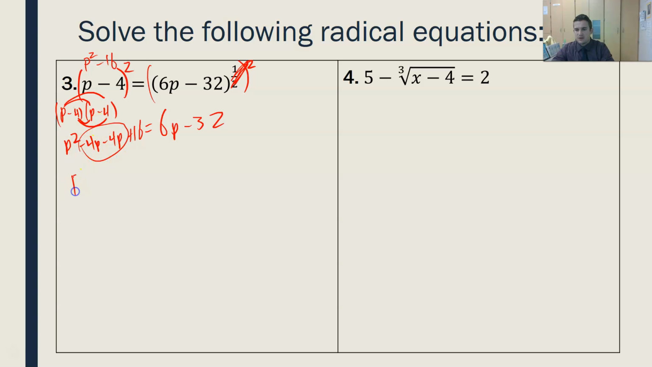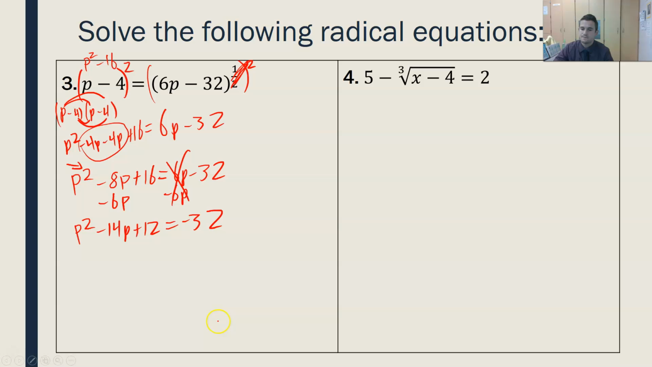Well, I can combine these together. I get p squared minus 8p plus 16 equals 6p minus 32. Notice I have a p squared here, so this is going to be a quadratic function. I'm going to need to solve this like a quadratic. So I'm going to go ahead and get everything on the same side. I'm going to subtract 6p on both sides. This goes away. That's p squared minus 14p plus 16 equals negative 32. I'm going to go ahead and add 32 on both sides. Negative 32 plus 32 is 0, and I'm left with p squared minus 14p plus 48, or 40, is that 44?